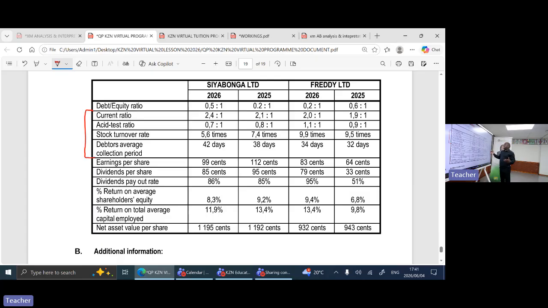Because it shows an increase. And then also their acid test ratio has improved from 0,9 to 1,1 is to 1. Also their stock turnover rate improved as well, from 9,5 times to 9,9 times. Even though their debtors average collection period increased, it's about 34 days, which is better than the other company. So our answer here will be Freddy Limited.